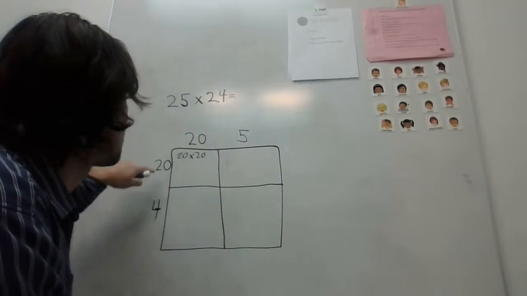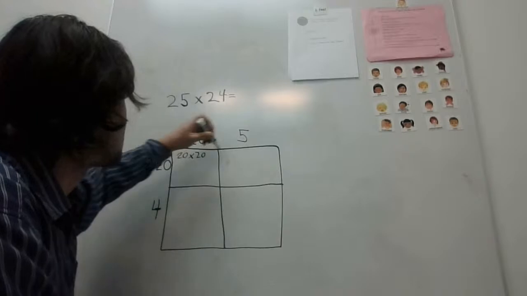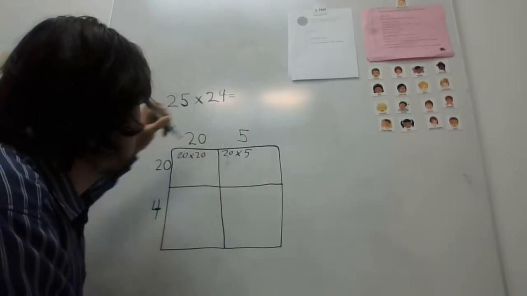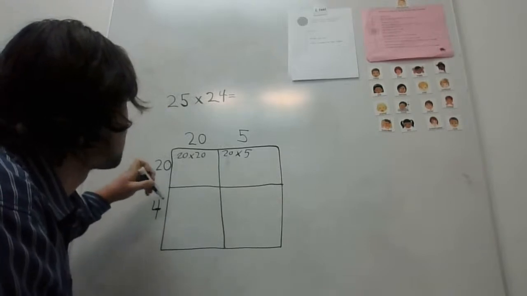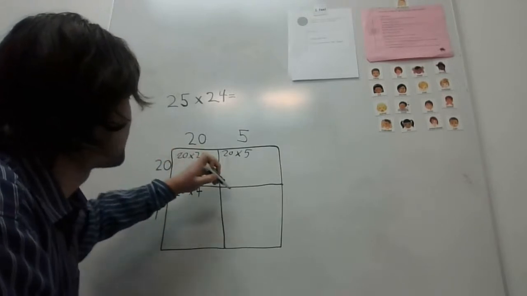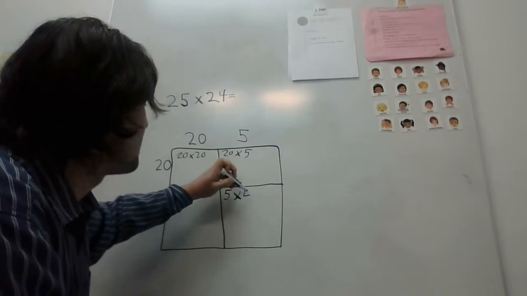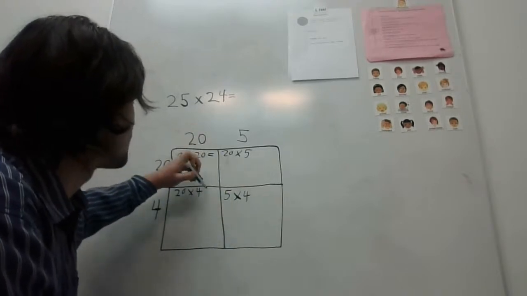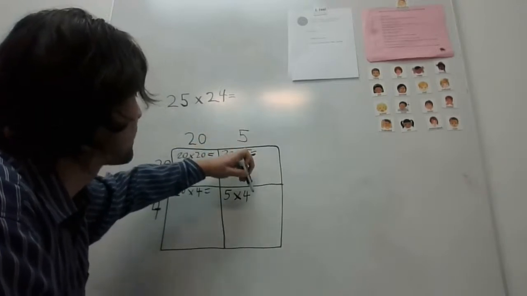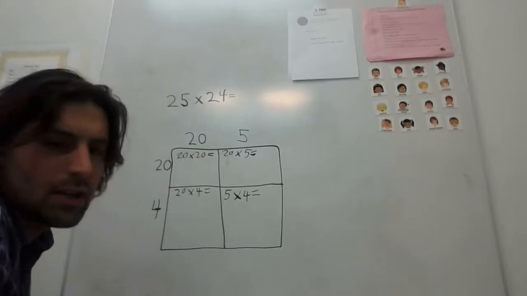In this box, we are going to multiply 20 times 5. In this box, we are going to multiply 20 times 4. In this box, we are going to multiply 5 times 4. It does not matter which box or which smaller multiplication problem you start with, but I like to start with the easiest one first. So I'm going to start with 5 times 4.